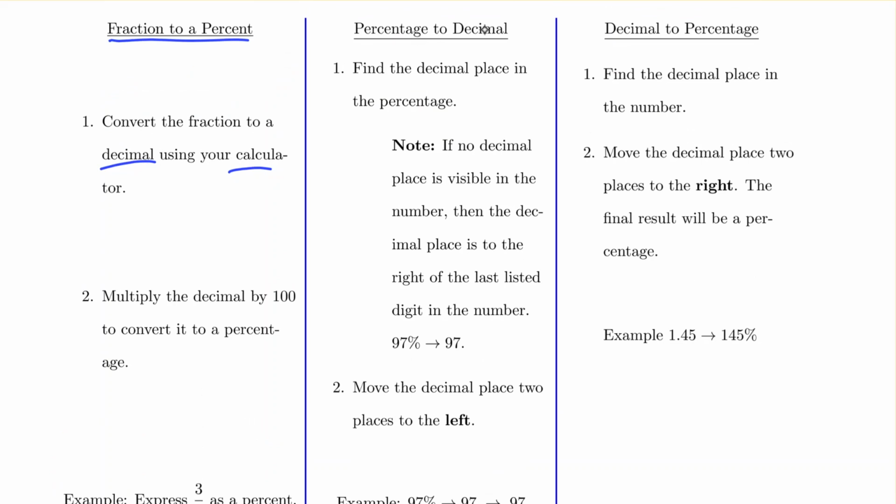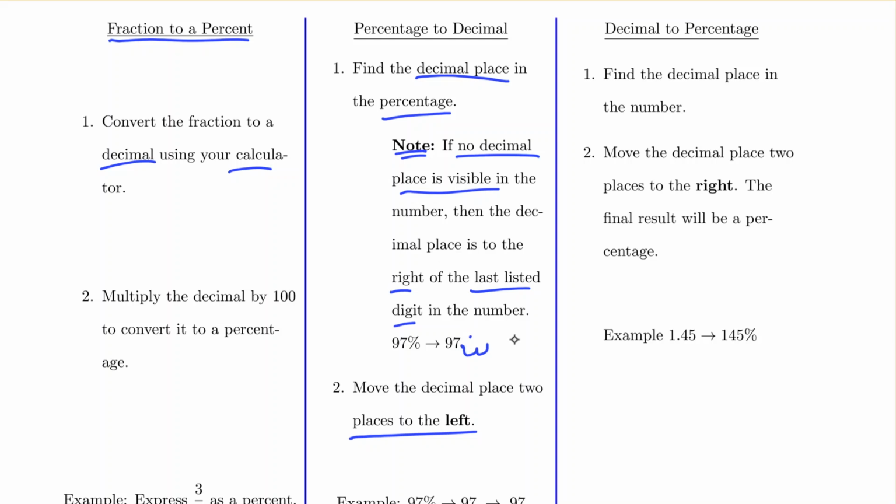Next, to change a percentage to a decimal, first find the decimal place in the percentage, and we've got this note. If no decimal place is visible, then the decimal place is to the right of the last listed digit. So for instance, if we just see 97%, then the decimal place is to the right of the 7, because that's our last digit. And then the second step is to move that decimal place 2 places to the left. So we'd go over 1, 2.